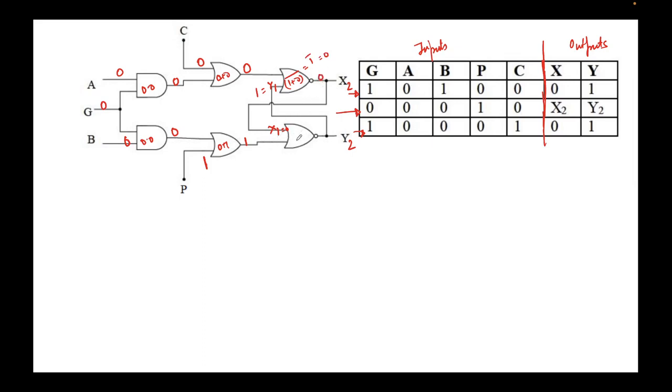Similarly, this is a NOR gate, so I'll write this here. The inputs are 1 and 0, whole bar. So this will be 1 bar, which is 0. So the output would be 0. This is nothing but x2. x2 is 0 and y2 is 0. So I'll simply say x2 is 0 and y2 is also equal to 0 in this specific example. Is it clear now?